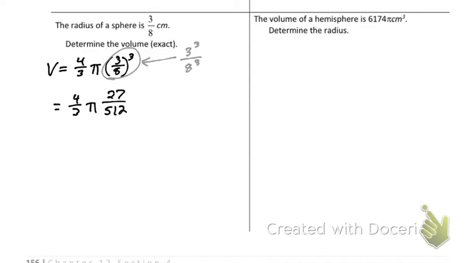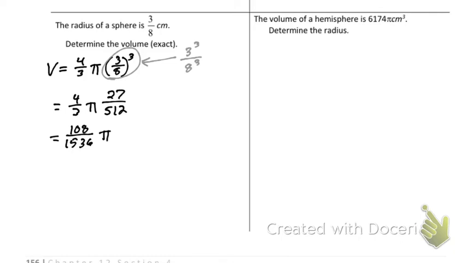Okay, so now we're going to do 4 times 27, and we're going to do 3 times 512. Well, then we're going to have 108 over, what would that be, 1,500 plus 36. Did I do that wrong? No, I didn't. It'd be 1,536.